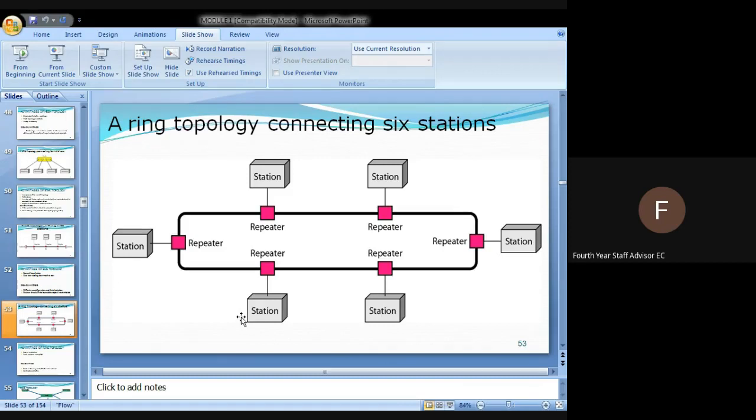Repeater is nothing but it is used to regenerate the bits and pass them on. Once the message reaches the station, it will identify whether that message is intended for them. If it is not, what will happen? It will regenerate the bits and pass them on to the next device. That is in the form of ring topology.